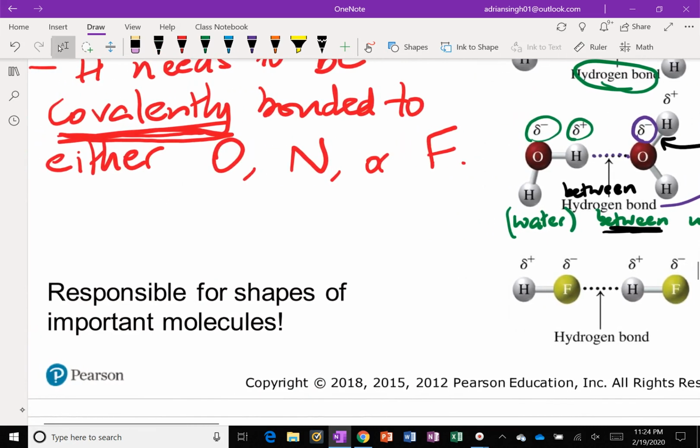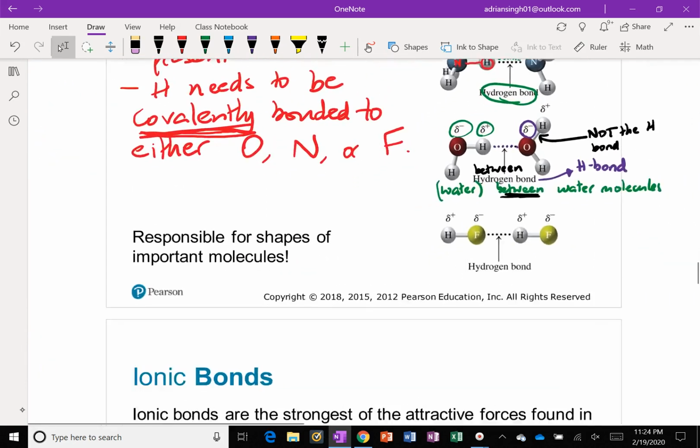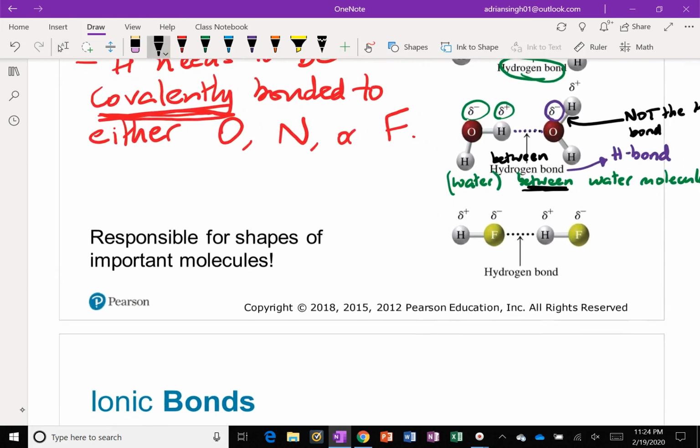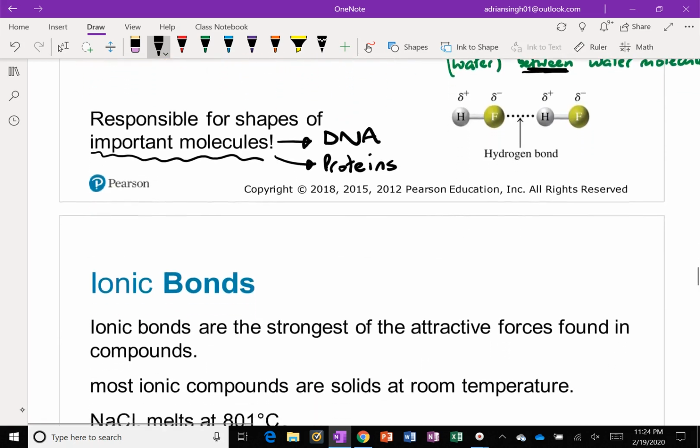So not only is hydrogen bonding responsible for the attraction between water molecules, but it's also going to be responsible for the shapes of more important ones, or maybe just as important ones. And you're going to see this closer to the end of the semester, and you'll also see it in some of your biology classes. So things like DNA, right? That double helix of the DNA is actually held together by a bunch of hydrogen bonds. Also things like proteins, right? So there are lots of different structures that you find in proteins, and a lot of them are actually held together by hydrogen bonding between different parts of the molecules.